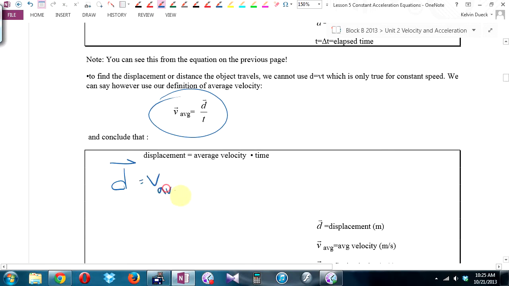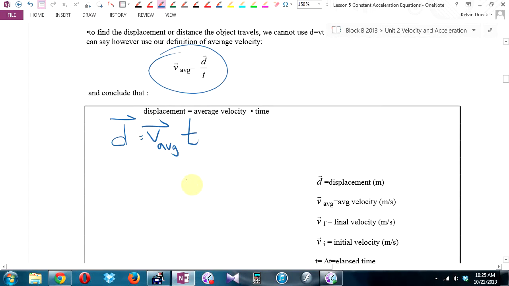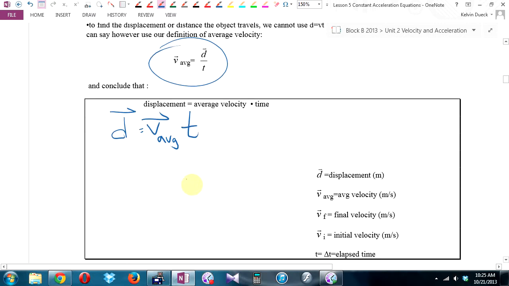I got to be fussy. Average velocity times time. Average velocity times time. Okay? Actually, we're never going to use that equation. We're going to modify it one more time. We're going to make a little note here that I know how to find the average of something.